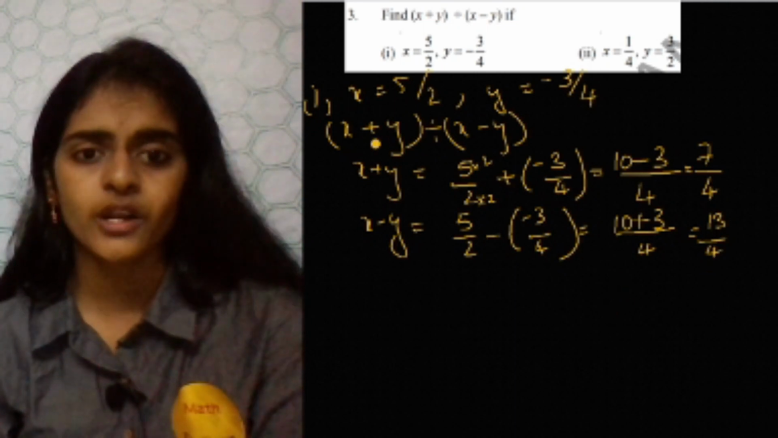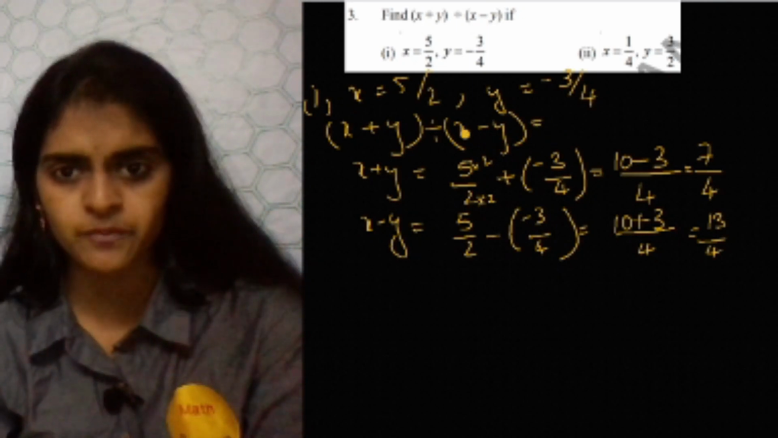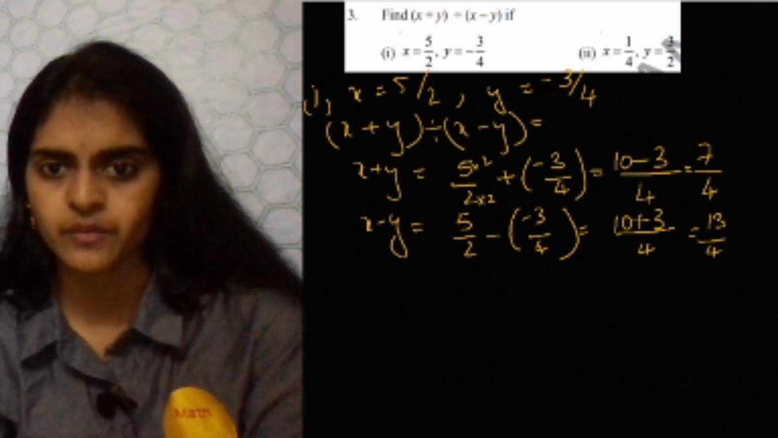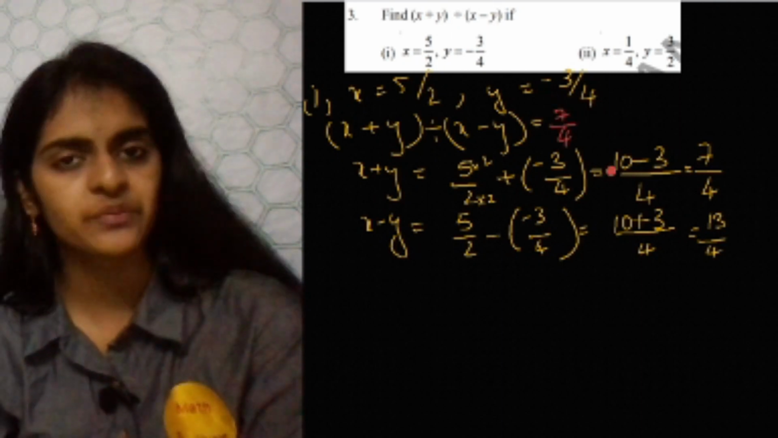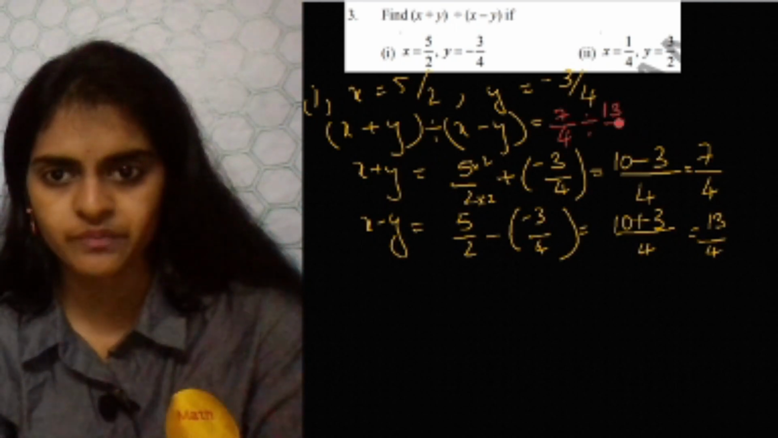Okay, now what do you want? You want x plus y divided by x minus y, isn't it? Let us do it here. Okay, so see, what is x plus y? X plus y is 7 by 4. You got it as 7 by 4 divided by x minus y, which is 13 by 4.